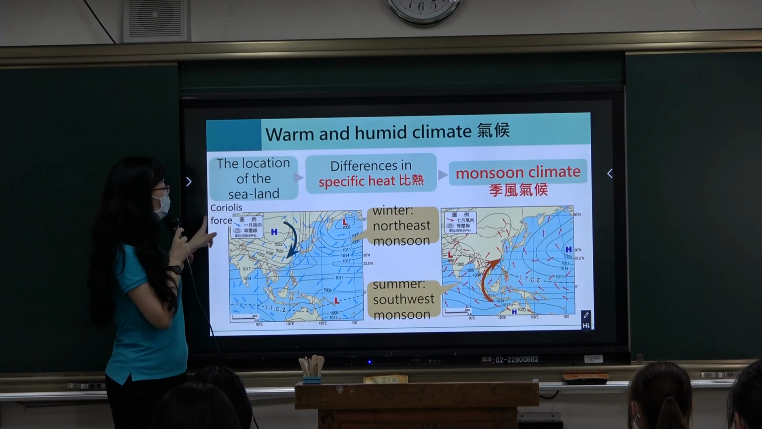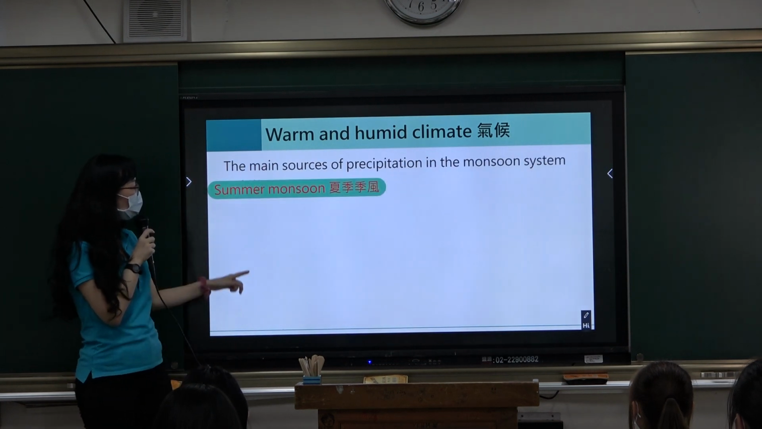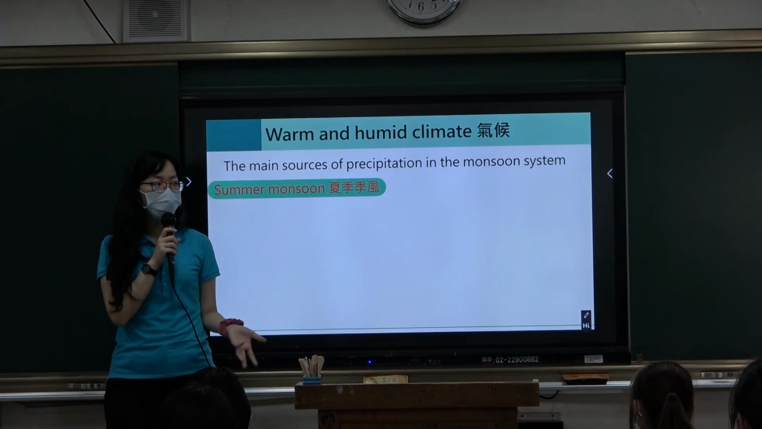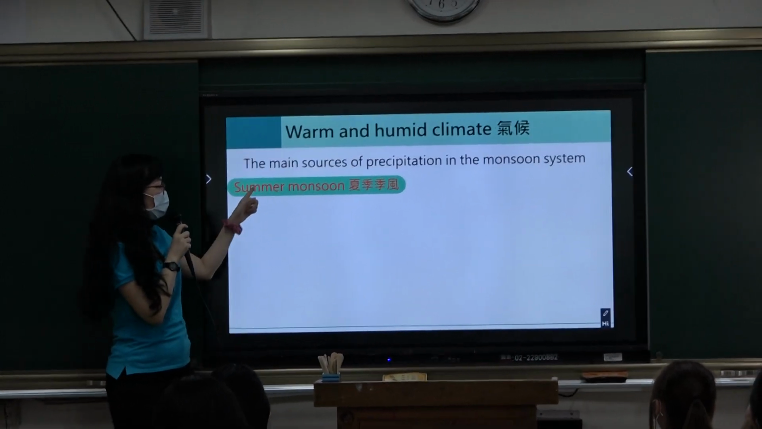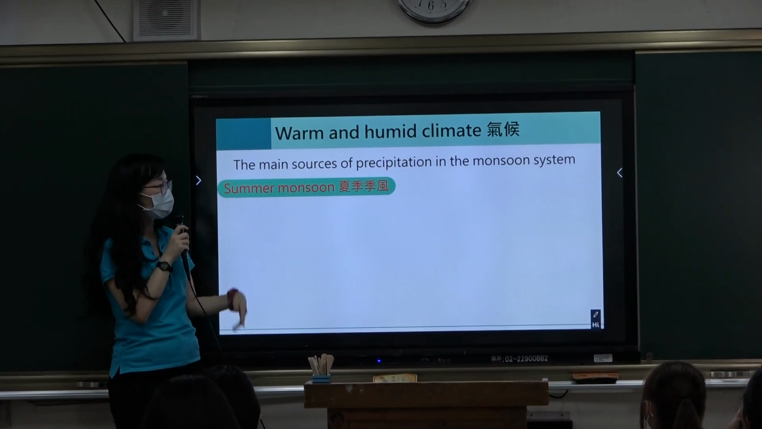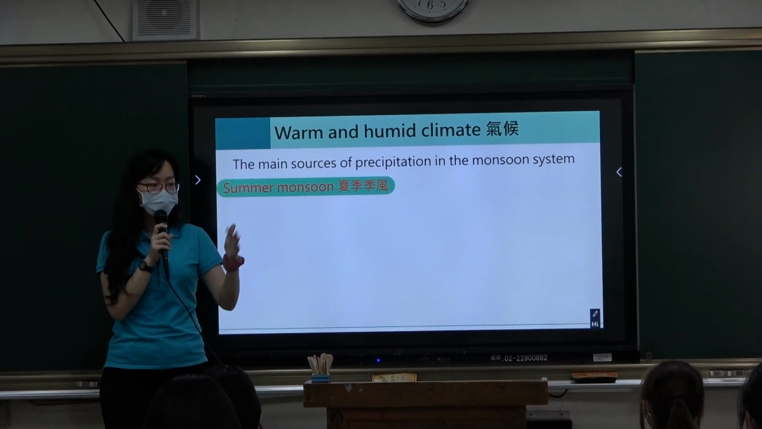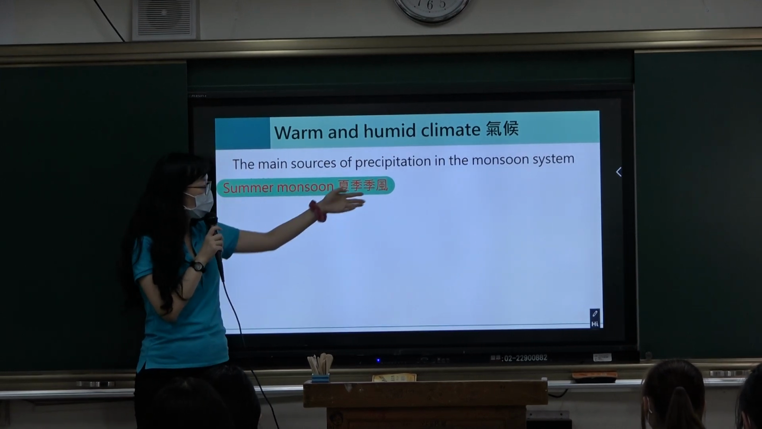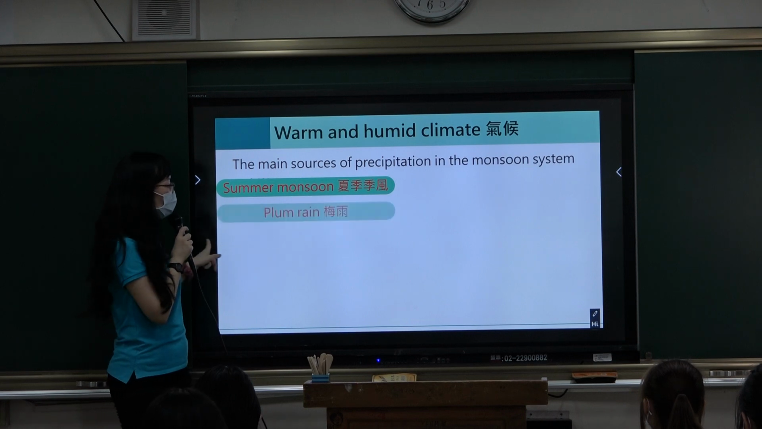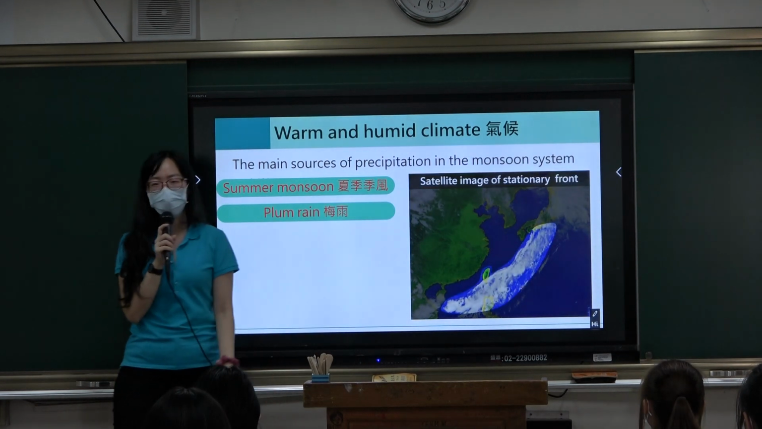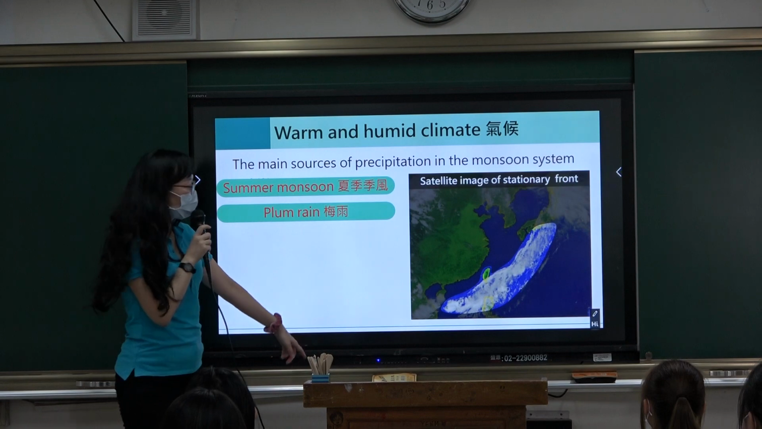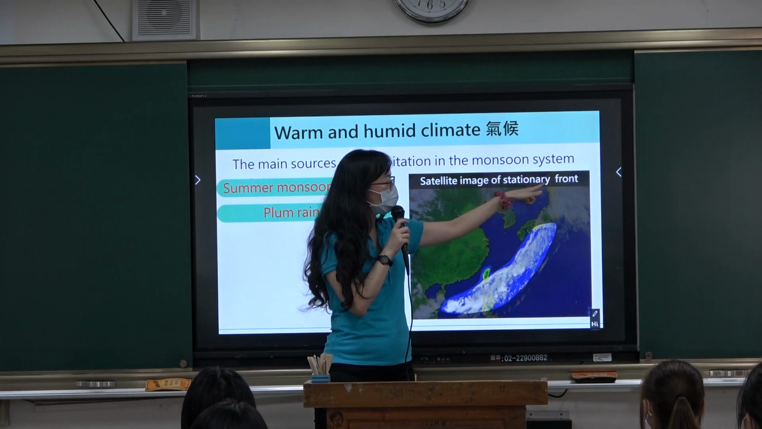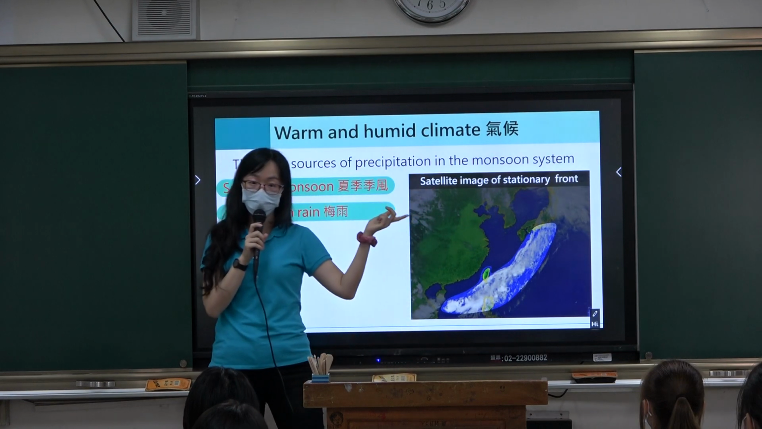seasons. Okay, continue. The monsoon climate for Taiwan has a lot of precipitation. So in Taiwan, our precipitation is a lot. The raining is a lot. Because it's formed by the monsoon wind and also formed by the plum rain. So what's plum rain? Yeah, plum rain. How does it form? Because it's formed by the stationary front.